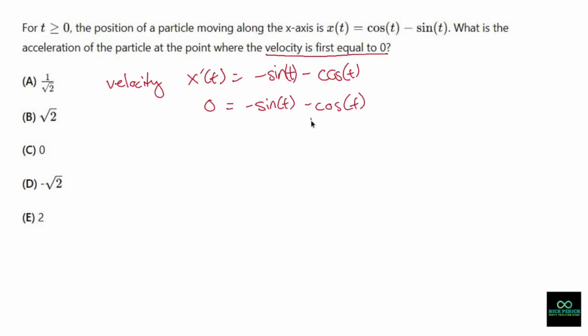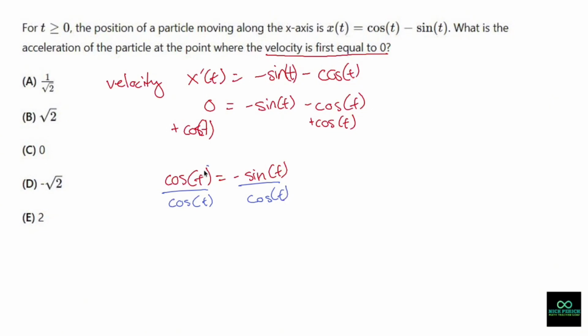Let's add cosine to both sides. So plus cos t, and we have cos t equals negative sine t. Let's divide both sides by cosine t to make it a tangent. So cosine t divided by cosine t, that's going to become 1, is equal to negative tangent t, which means tangent t is negative 1.